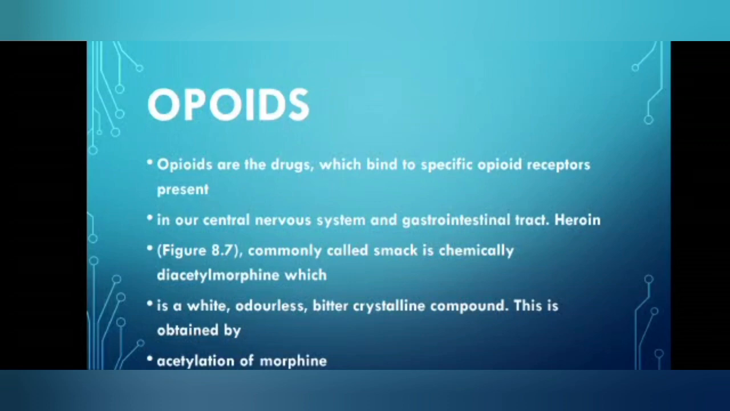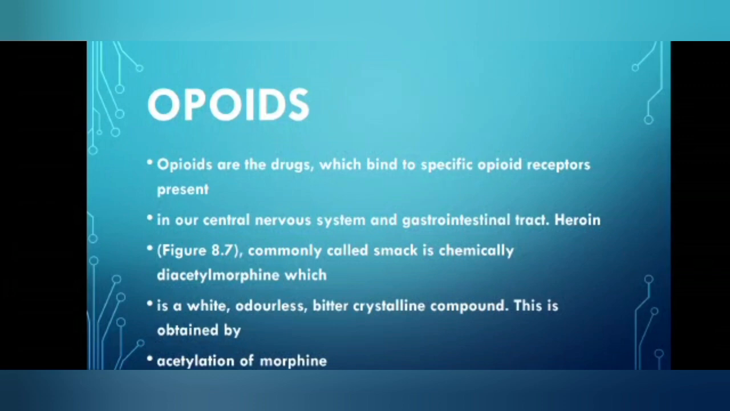After that, we know that there are so many drugs, but today we talk about only two drugs, that is opioids and cocaine. Opioids are drugs which bind to specific opioid receptors present in our central nervous system and gastrointestinal tract.